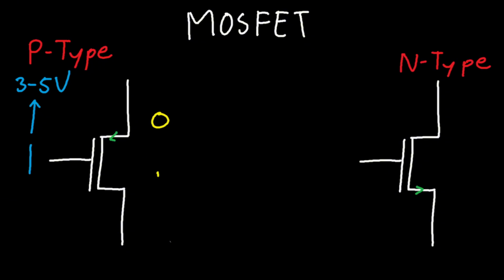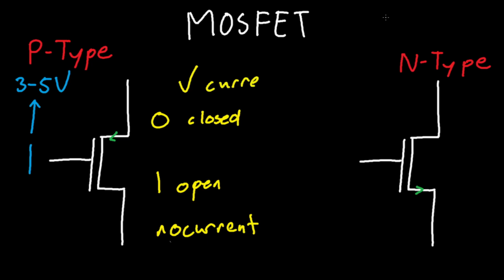So 0 stands for a closed switch, and 1 stands for an open switch. So when you have an open switch, no current can go through. When you have a closed switch, yes, current can go through. All right, keep that in mind.